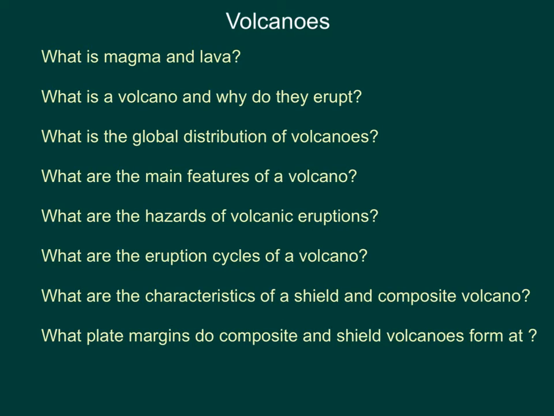As you can see on this page here, we have a number of key questions that we need to have knowledge for about volcanoes. So we need to know what the difference is between magma and lava, what is a volcano and why do they erupt. We need to have knowledge on what the global distribution of volcanoes is and what the main features of them are. We need to be aware of the hazards of volcanic eruptions, what the eruption cycles are of a volcano, and then we need to be able to compare and contrast the characteristics of a shield and composite volcano and look at what plate margins these two types of volcanoes occur at.